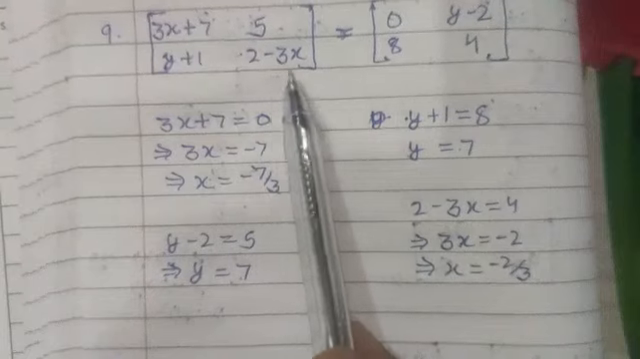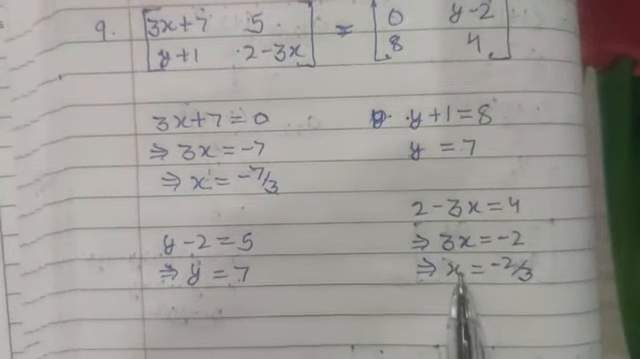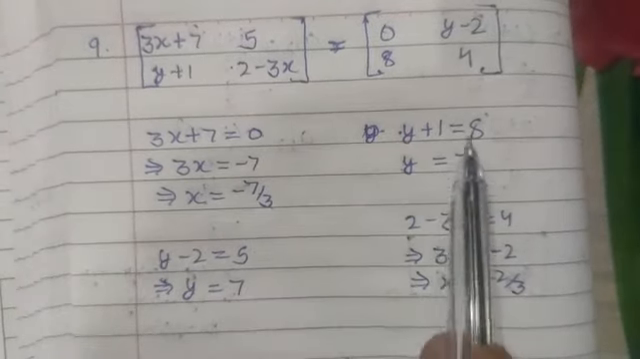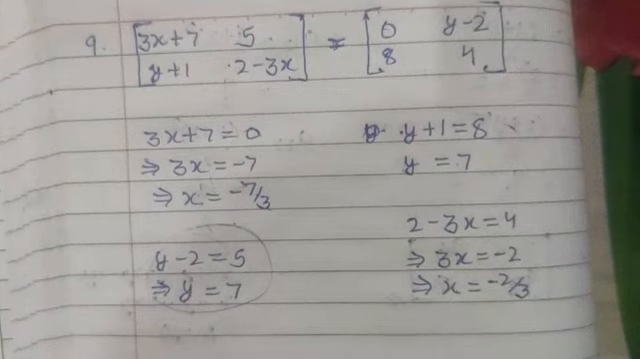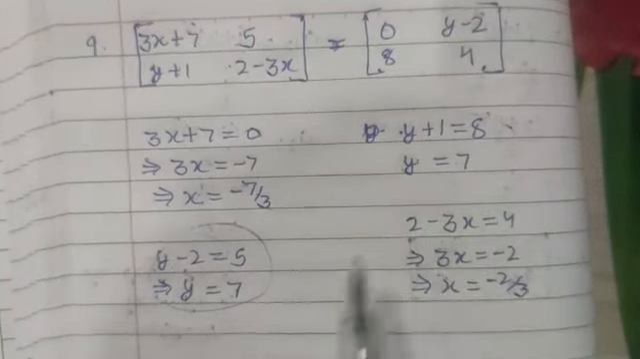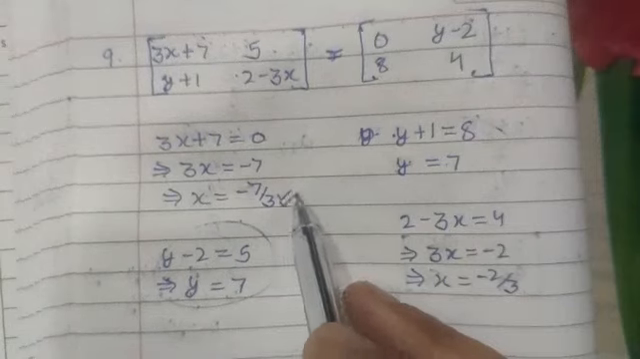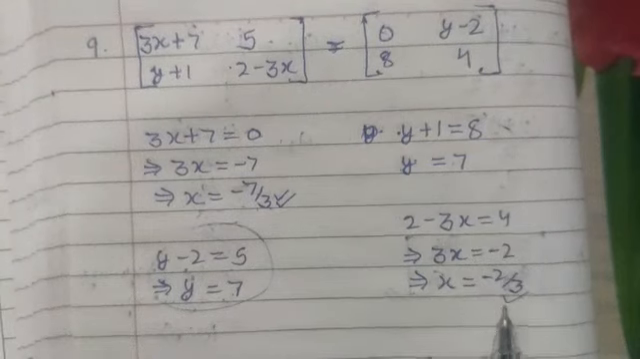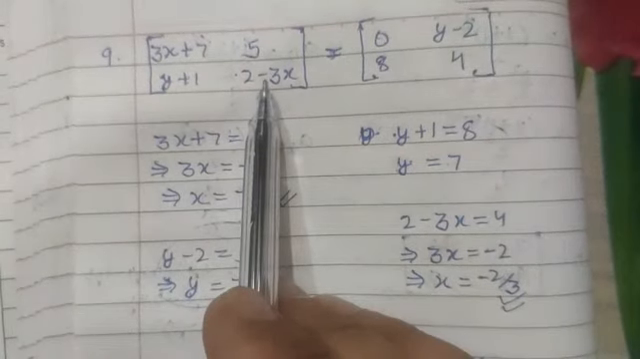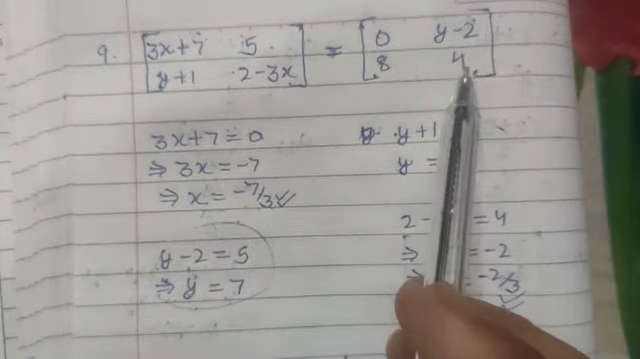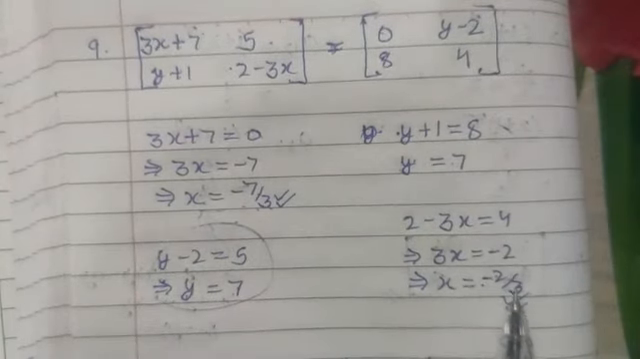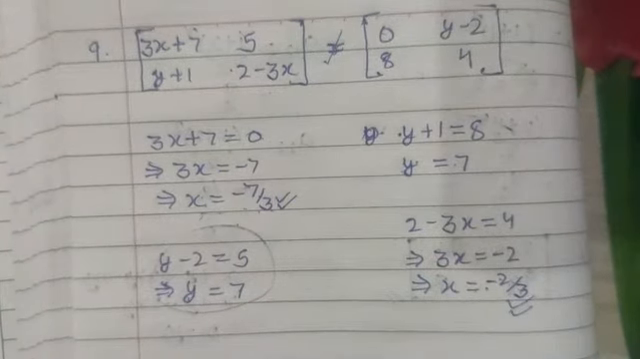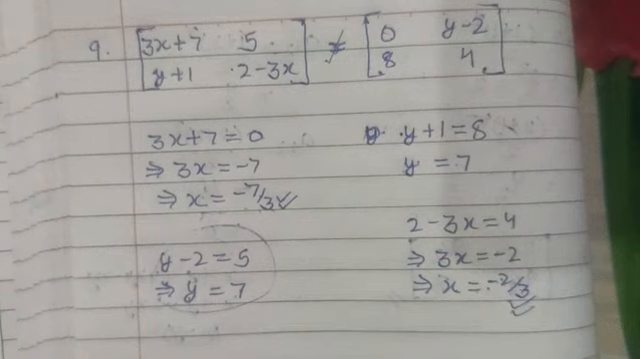Now here 2 minus 3x equal to 4, and that is giving the value of x as minus 2 by 3. So what we are seeing here is that for the value of y we are getting the same values, that is not a problem. Value of y is 7, here also the value of y is 7. But if you see here, from the first elements we are getting the value of x as minus 7 by 3, and from the last element of the last row of both the matrices we are getting the value of x as minus 2 by 3. That means these matrices are not equal, and if these matrices are not equal, that means the values are not possible to find.